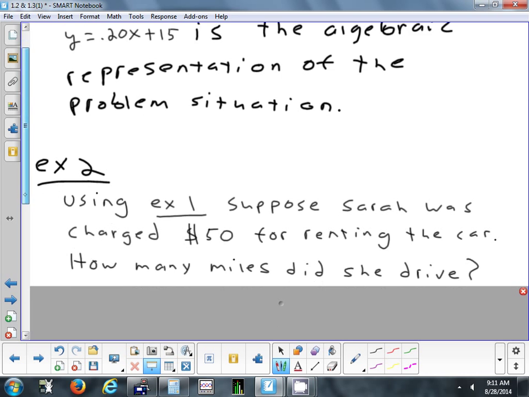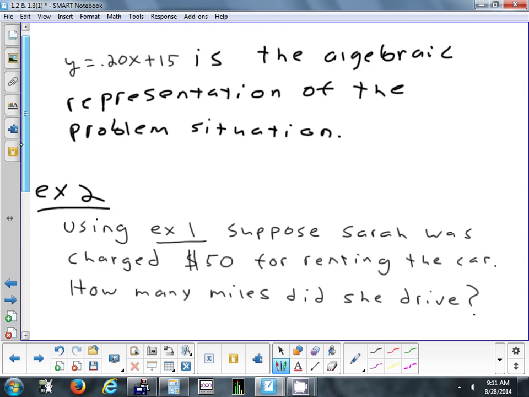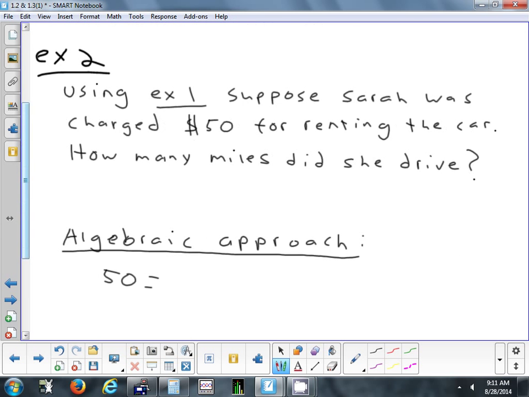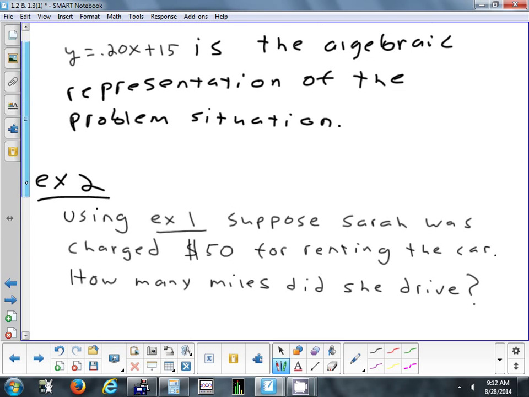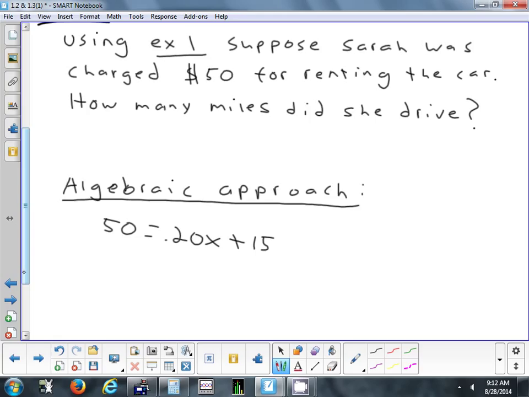Okay, sure. We can do it that way. So an algebraic way to do it is to plug 50 in for Y, and then write the rest of our equation: 0.20x plus 15. Okay, and how would we solve that? How about Josh? How would we solve that? Subtract 15. Yep. Divide 0.2.